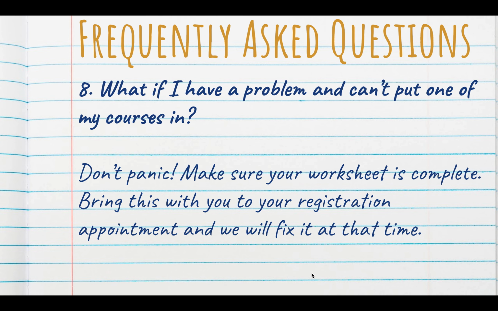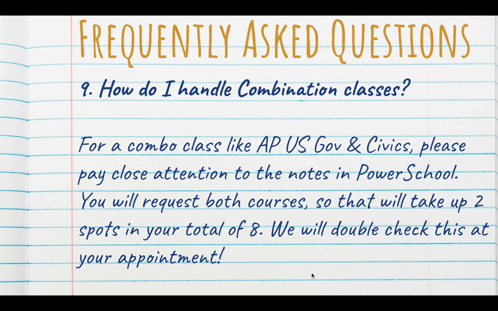What if I have a problem and can't put one of my courses in? Don't panic. Make sure your worksheet is complete. Bring this with you to your registration appointment, and we will fix it at that time. No problem. How do I handle combination classes? For a combo class like, let's say, AP US Gov and Civics, please pay close attention to the notes in PowerSchool. You will request both courses, so that will take up 2 spots in your total of 8. We will double check this at your appointment.